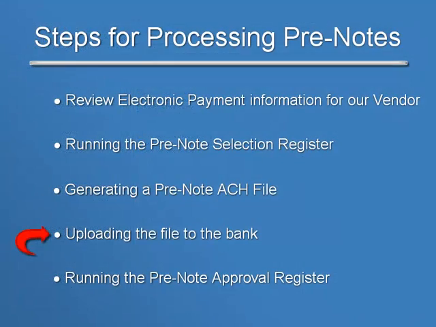The next step is to upload the file to your bank. This is typically done through your bank's website. Since each bank has its own interface and instructions for uploading files, we won't be covering the actual upload process in this tutorial. So let's assume that you've uploaded your files under Step 3 and subsequently received confirmation from your bank that the prenotes were sent successfully. So we're now ready to move to the final step, which is to run the Prenote Approval Register in order to update the vendor files.